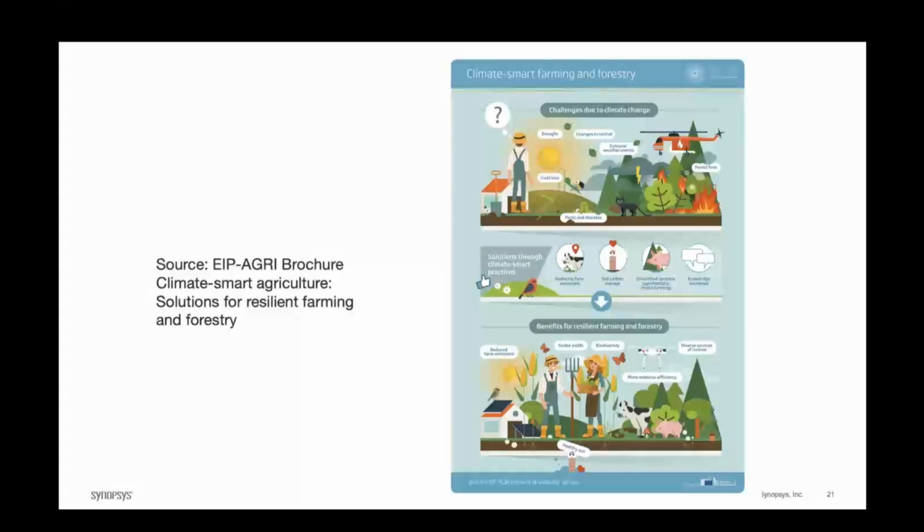For example, irrigation, smart irrigation. There are so many variables we have to measure. And there are so many sensors, and probably not all sensors exist today, so we are really far. But we can provide information to the farmer to help the farmer make decisions. So solutions through climate smart practice include reducing the emissions, soil carbon storage, and so on. And also benefits for climate friendly farming and forestry. So we can reduce the farm emissions, or sometimes we can use, for example, energy generated from the methane and from the manure to power the farm. So there are a lot of things we can do.